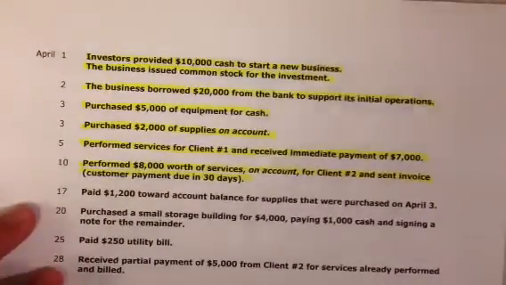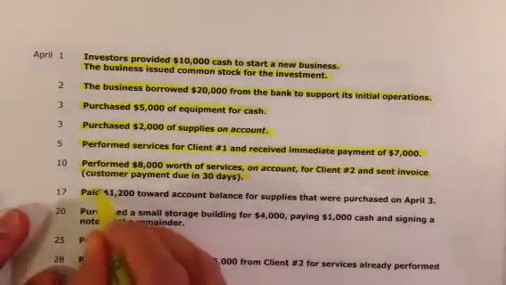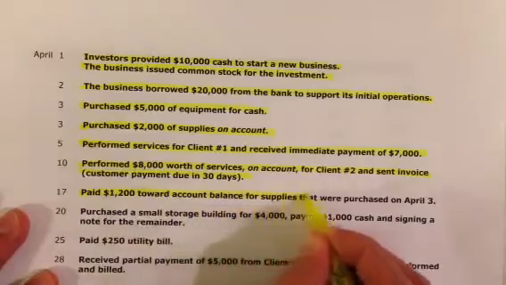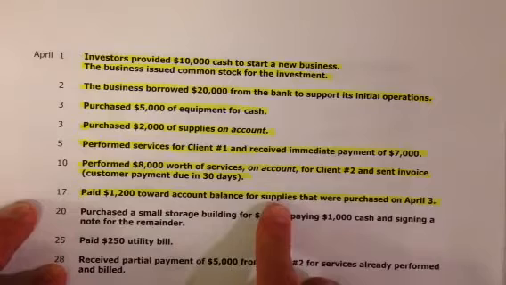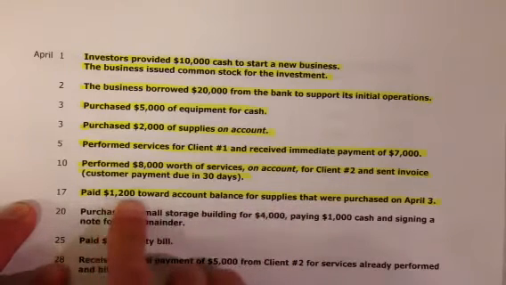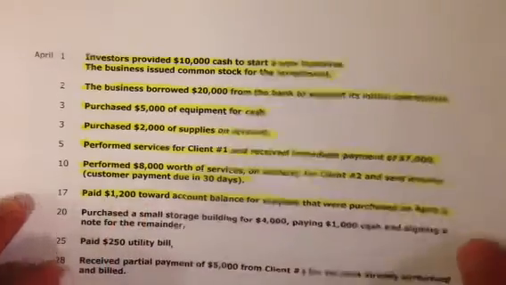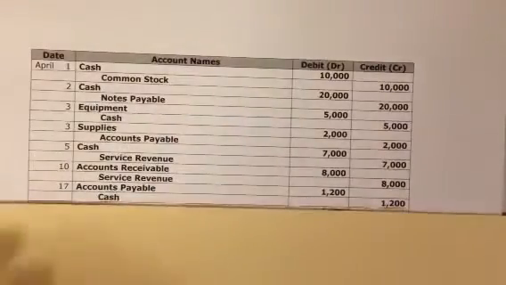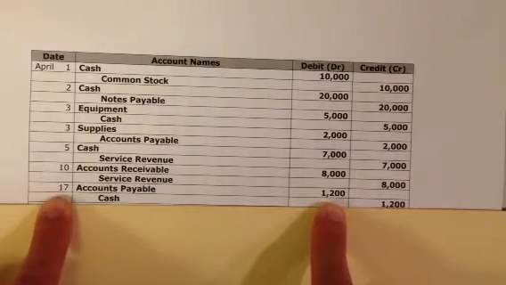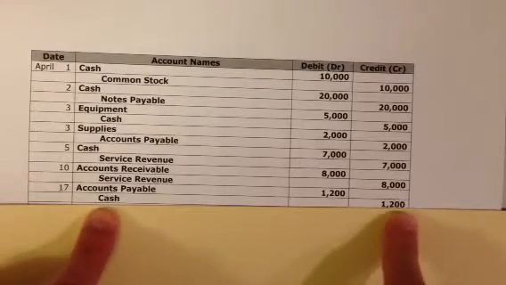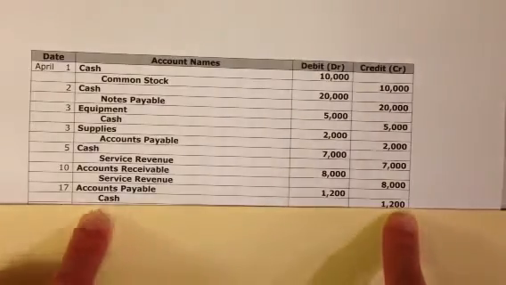What happened next? On the 17th, it looks like we paid $1,200 toward our account balance for those supplies we purchased earlier. Do you remember we purchased $2,000 worth of supplies? Well, we're making a payment toward that today of $1,200. That means cash is going down, so cash will be credited, and we are reducing our accounts payable. And here's the entry. We are debiting accounts payable this time because we are reducing the liability, reducing the payable, and we are crediting cash because cash is going down.